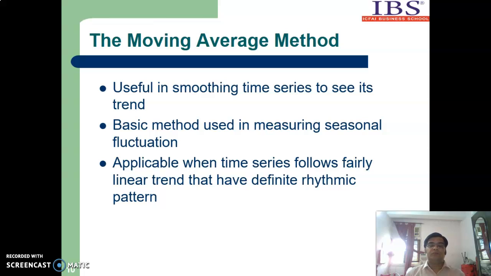So let us understand the moving average method first. Why moving? Because what we do in this method is that we take 3 months. It can be a 3-month moving average, a 5-month moving average, a 7-month moving average or a 7-year moving average. Now let us understand what we actually do. Let us take an example of a 3-month moving average.